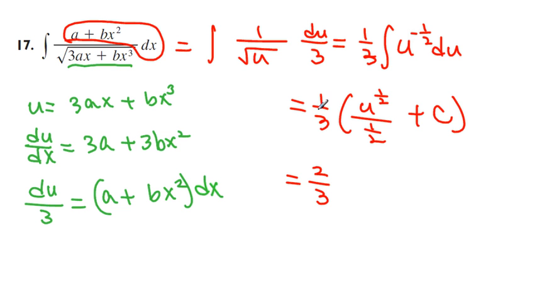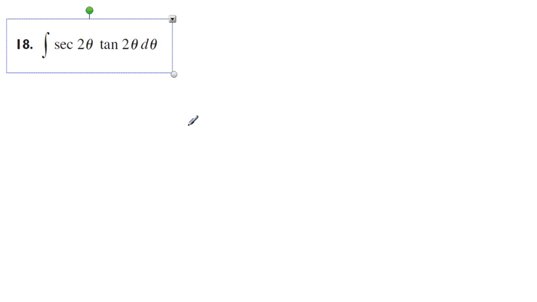Now in place of u, we're going to put the original expression, and since 1/2 as an exponent is a radical, we end up getting the square root of 3ax plus bx to the 3rd power, the entire thing, plus c. That becomes our answer. All right, let us move on to number 18.